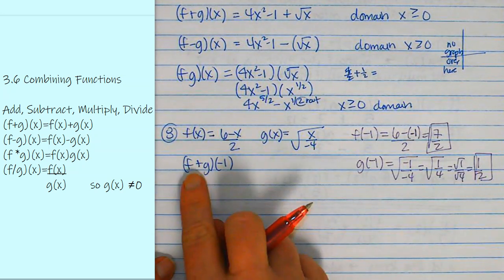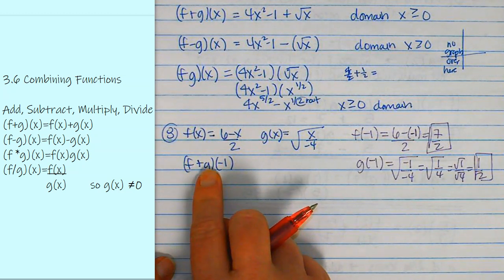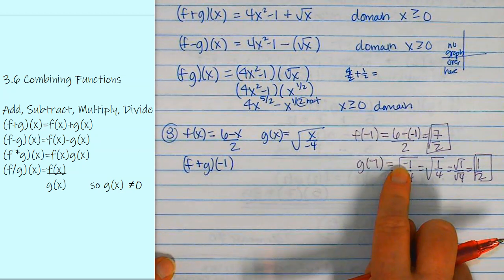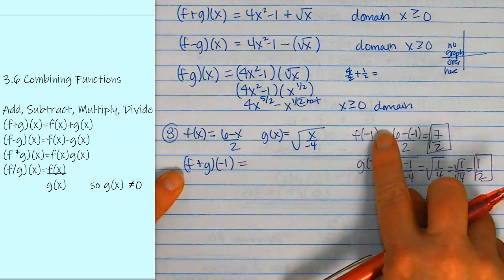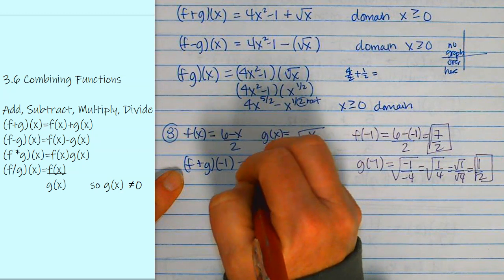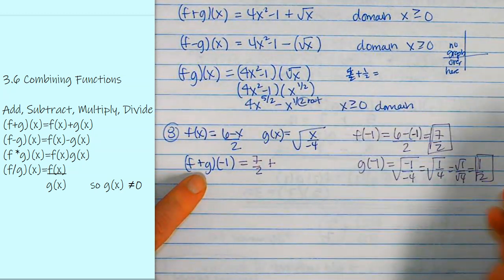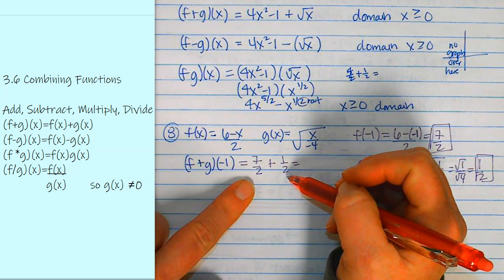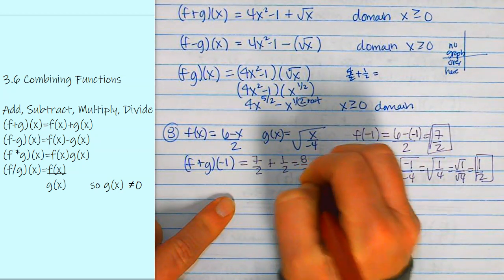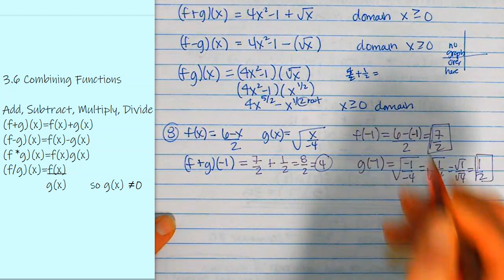So now I need to find out adding the two, f plus g at -1, which we figured out. That means f, so 7/2, plus g, which is 1/2. These have a common denominator, so I'm going to say it's 8/2, which is 4.